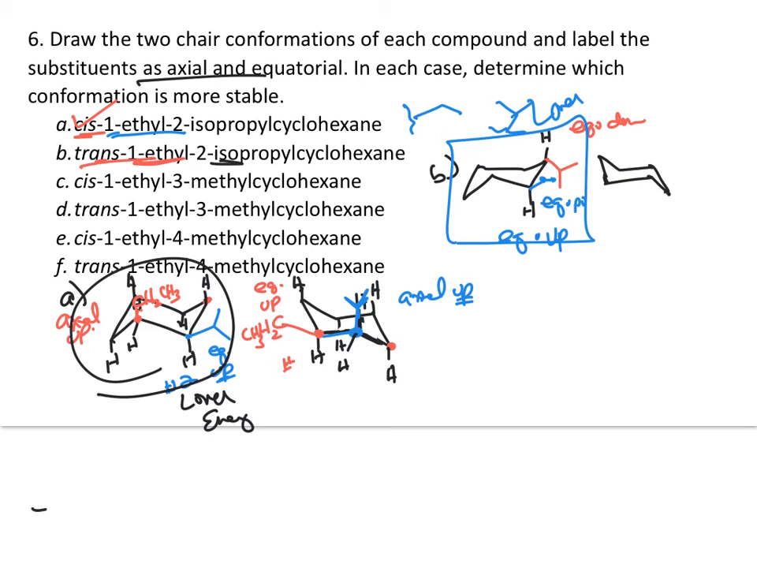And we haven't even drawn this one yet, but now this is axial, because what's equatorial becomes axial, and this is down, and it stays down. And then carbon number 2 is equatorial up, but it would be axial now, up. And then your hydrogen would be a hydrogen there and a hydrogen there. And this would be your lower energy. Okay, let's do C.